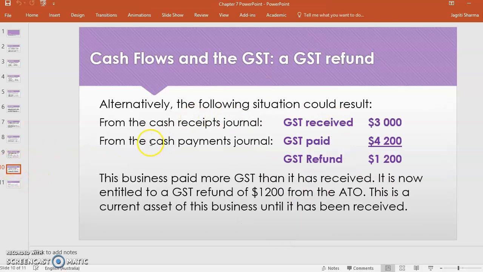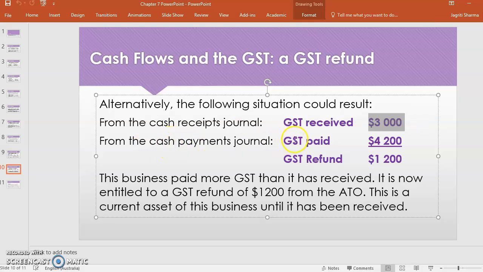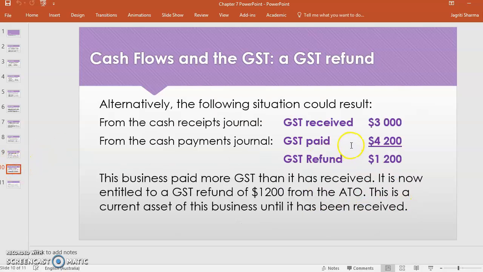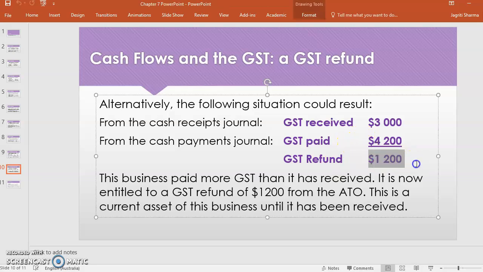Again, the same deal here. If the cash receipts journal GST received was $3,000 and we paid GST of $4,200, we have paid more GST than we are required to pay, so we will get a refund of $1,200. If our GST received is more than GST paid, then we have to make the payment. However, if our GST received is less than what we have already paid, we will get a refund of the balance amount.